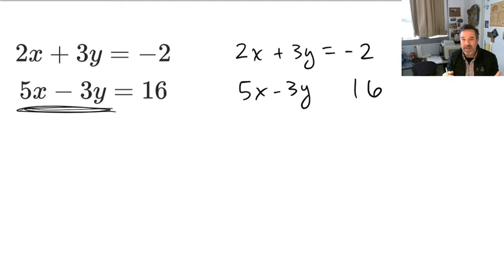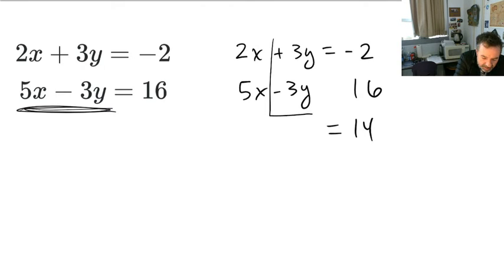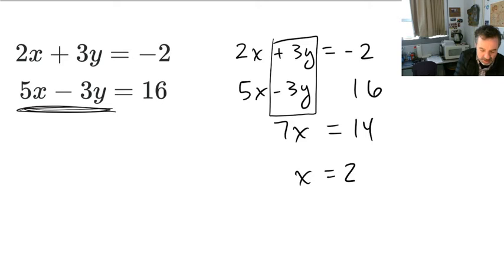Why can I do this? Well, because they're the same. Because I'm adding equal values to both sides, I'm going to get an equivalent equation. So on the right-hand side, when I have the -2 and I add 16, that's going to give me the number 14. And over on the other side, when I combine this positive 3y and the -3y, that equals 0. Y just got eliminated, is gone. There's no more y. 2x plus 5x is going to give me 7x. So this equation, just like that, becomes 7x equals 14. Therefore, x is the number 2.